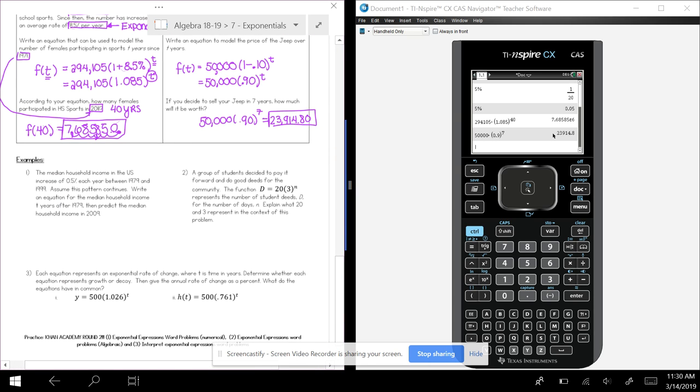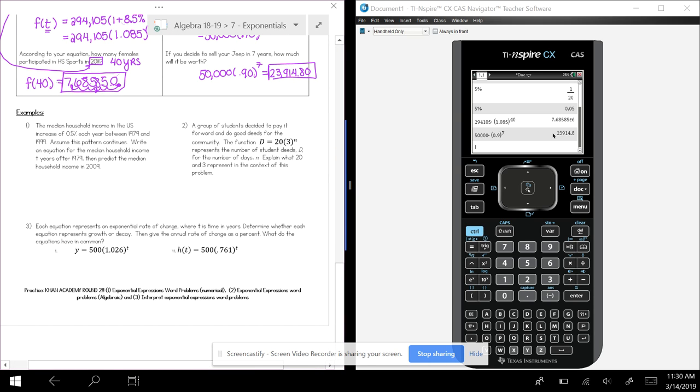All right. So here's what I'd like for you to do. I would like for you to write the equations for all three of these problems and see if you can answer them. All right. Thanks so much. This was fun.